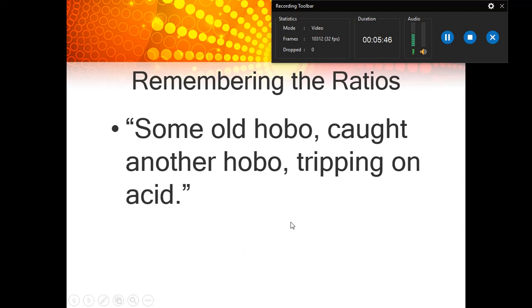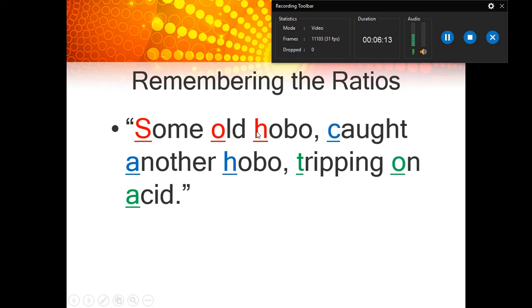Now we need to remember which sides go with which ratio. So we have a phrase. The phrase says, some old hobo caught another hobo tripping on acid. How is this going to help you? Here's how it helps. The first letter in each word represents the ratio and the two sides that it compares.